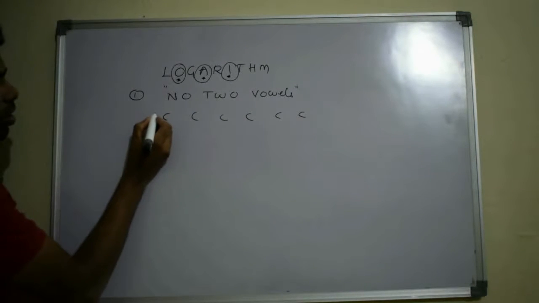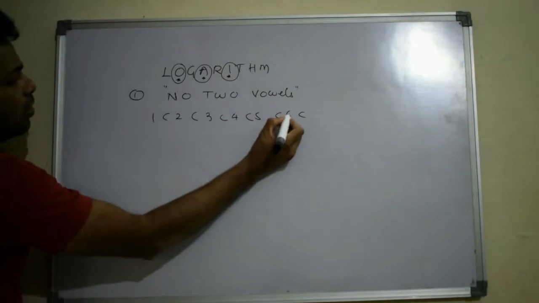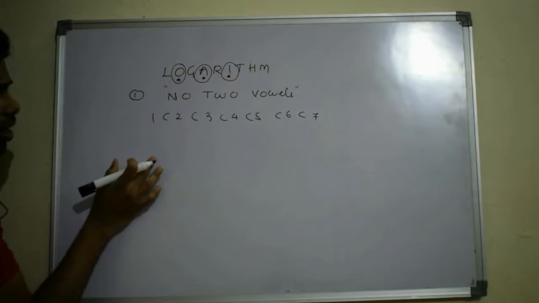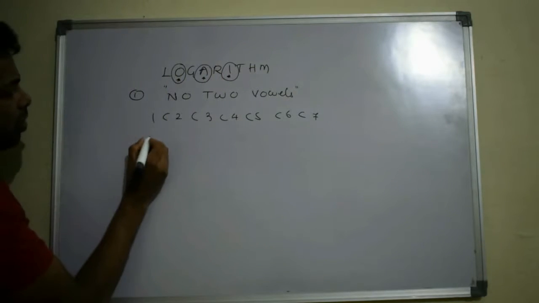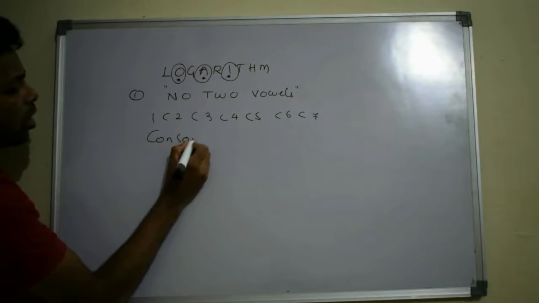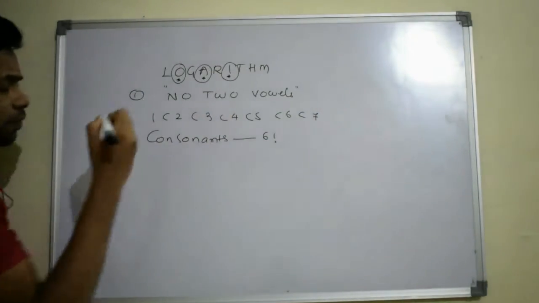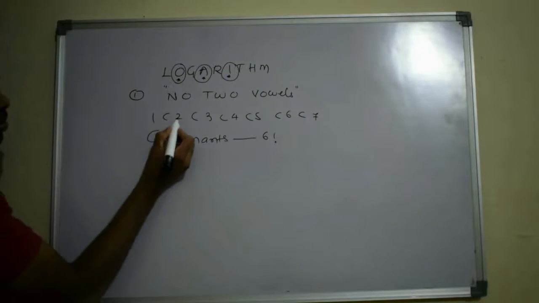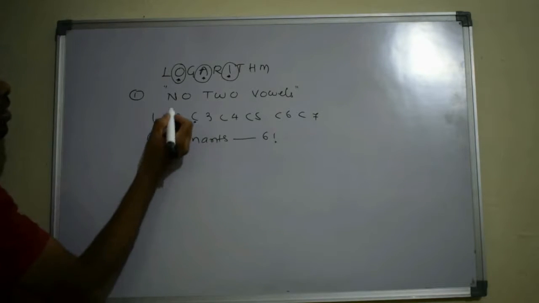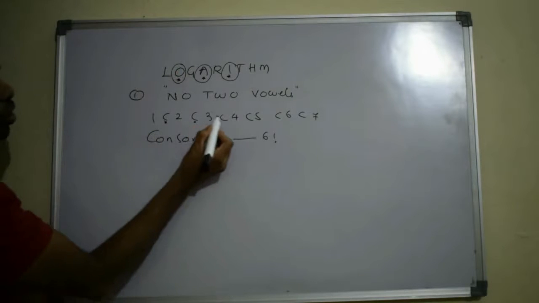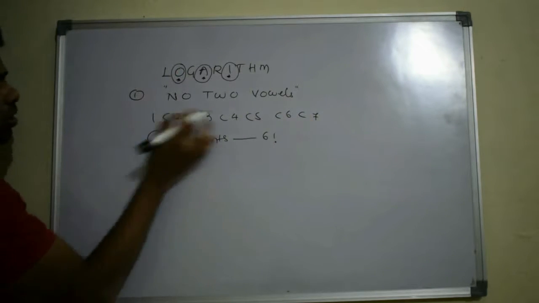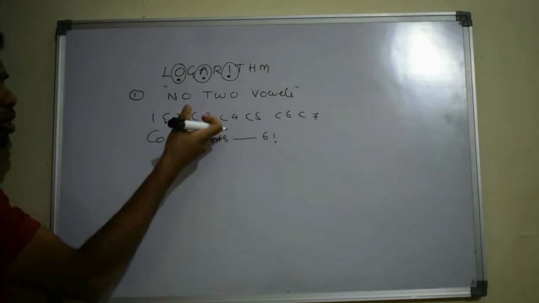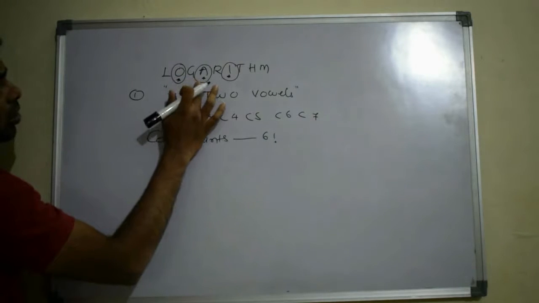Now you see the gaps. The gaps here are 1, 2, 3, 4, 5, 6, 7. First of all, these consonants L, G, R, T, H, M, how many ways can you arrange them? 6 letters in 6 places, so the consonants can be arranged in 6 factorial ways. Next, in between the gaps of consonants, we will keep these 3 vowels. We have 7 gaps, including the ending positions and those in between the consonants. Whenever you keep the vowels in these gaps, no two vowels are going to be together. So out of these 7 places, you have to arrange these 3 vowels.